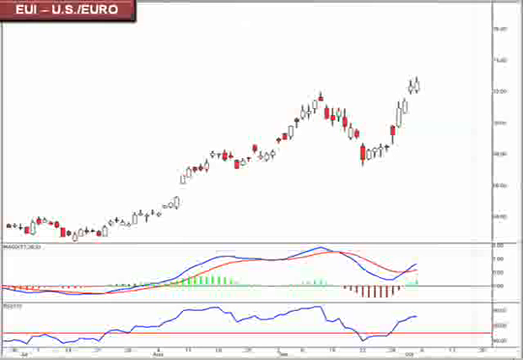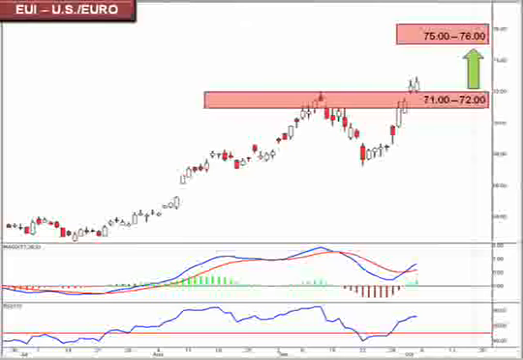Okay, let's take a look at the EUI, the US versus the Euro. The US dollar continues to build strength against the Euro. We've broken above this 71 to 72 focal zone that we identified as being a key area of resistance. The next logical target to the upside, should prices continue in that direction, would be the 75 to 76 focal zone that we've identified here.